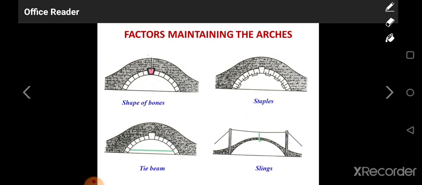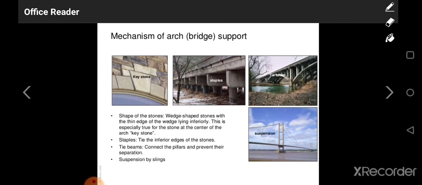Now the factors which are maintaining these arches include the shape of the bones, staples which are binding these bones, tie beams which are binding the anterior and the posterior, pillars, and the sling which is hanging the center of the arch or the upper part. So these are the mechanisms of the arch or the bridge which are for the support.